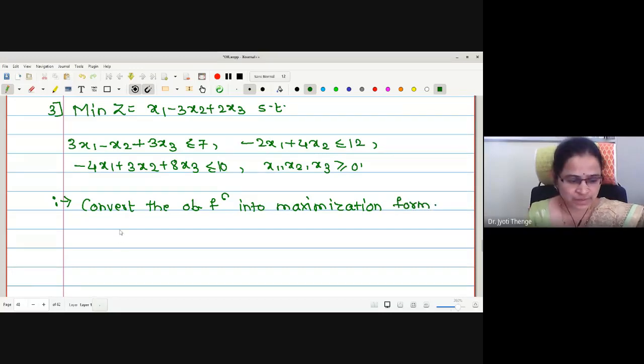How can I convert to maximization form? Which relation am I going to use? Minimum z is equal to minus maximum of minus z.